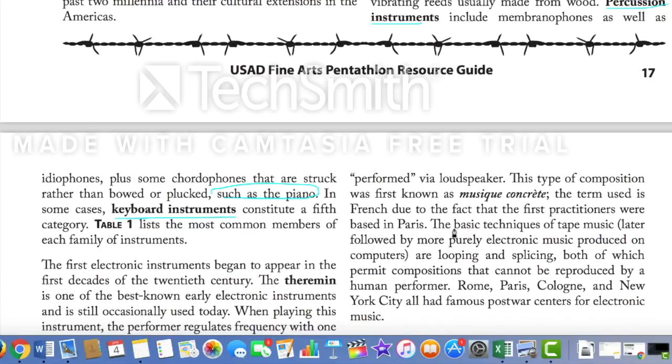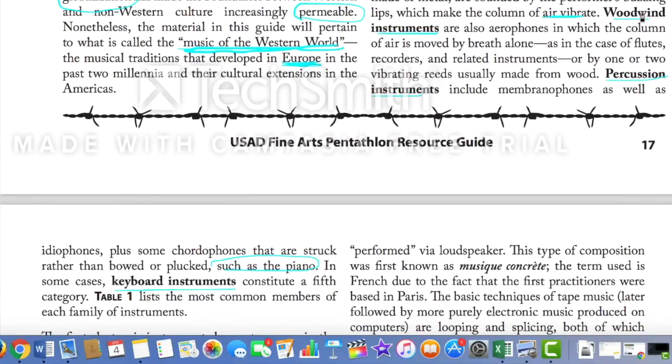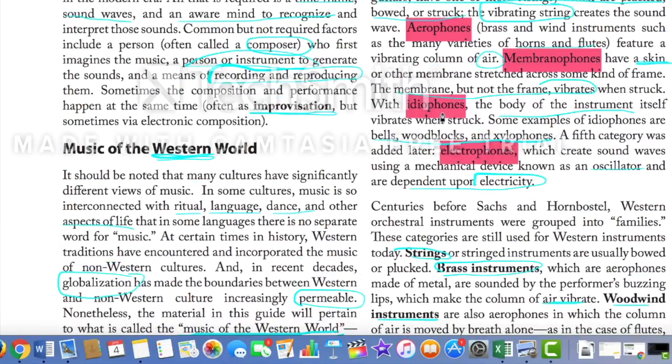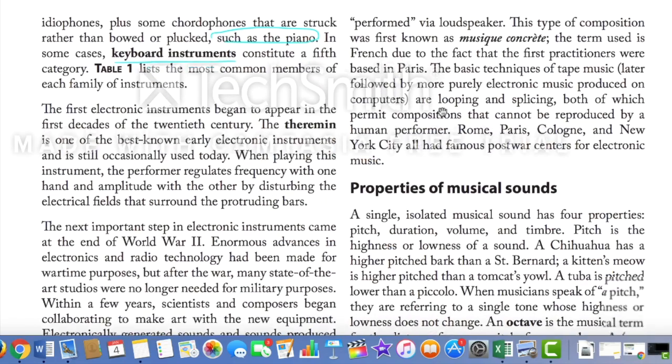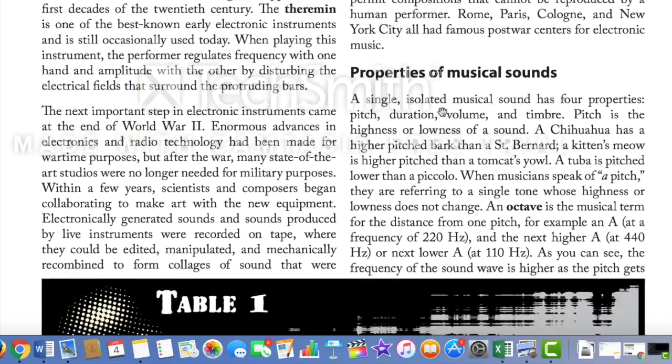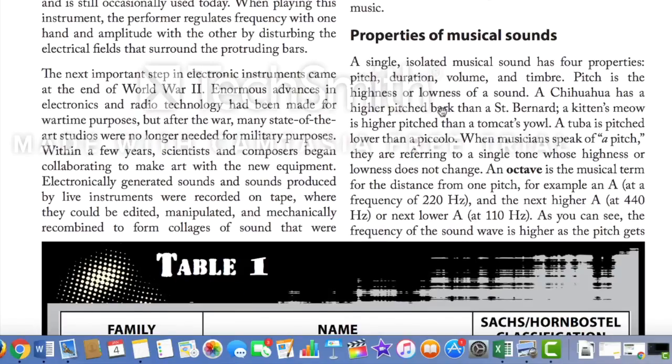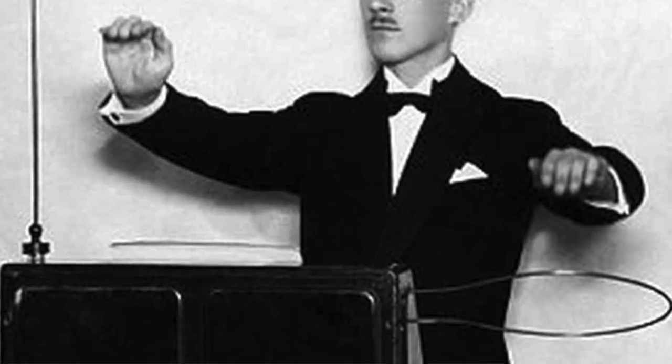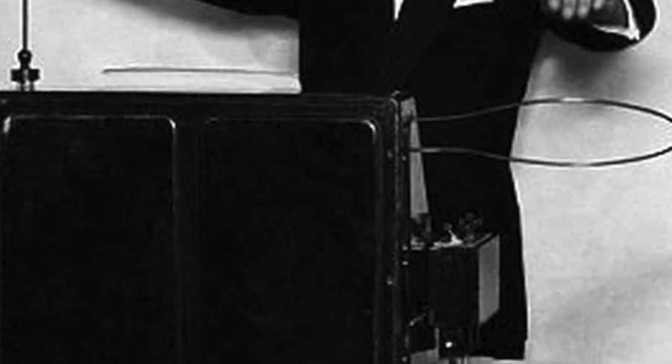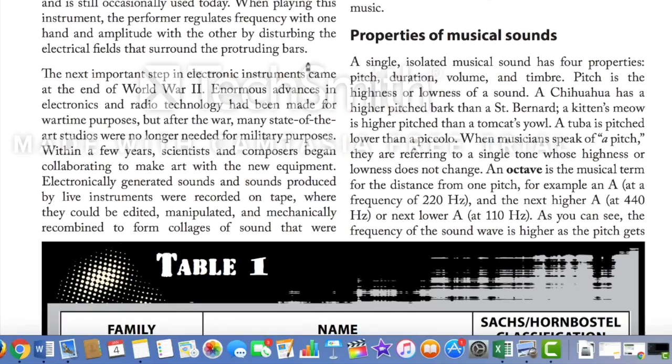So you do need to know the 5 families, which are string, brass, woodwind, percussion, and keyboard, and the 5 categories: chordophone, aerophone, membranophone, idiophone, and electrophone. So please know what those are. The first electronic instruments began to appear in the first decades of the 20th century. The theremin is one of the best known early electronic instruments and is still occasionally used today. When playing this instrument, the performer regulates frequency with one hand and amplitude with the other by disturbing the electrical fields that surround the protruding bars.